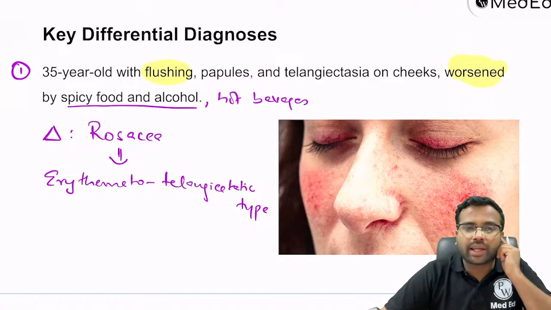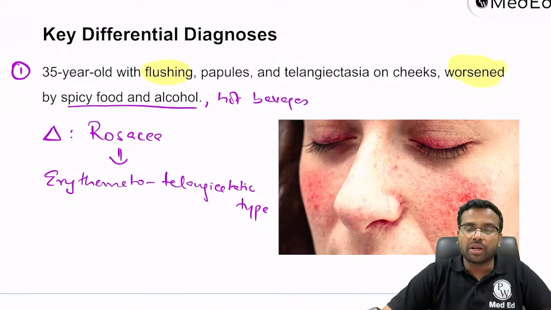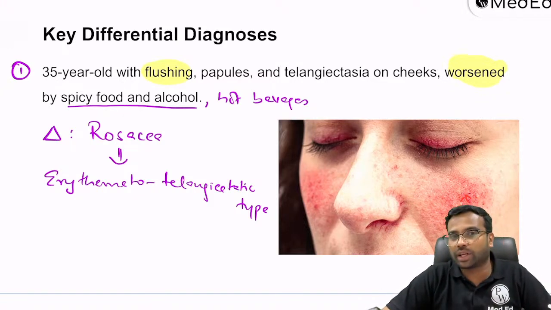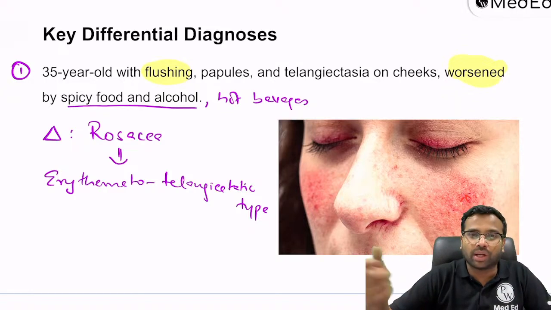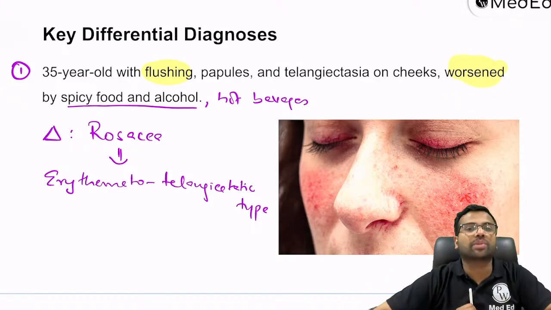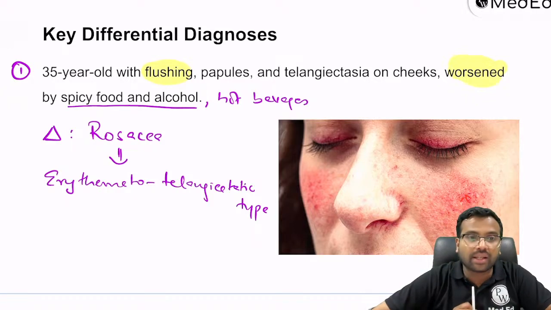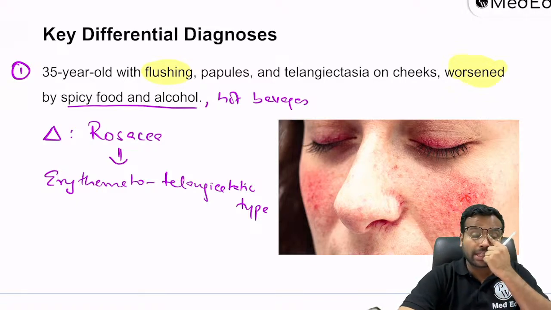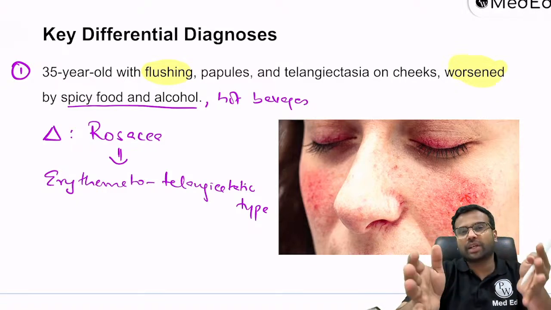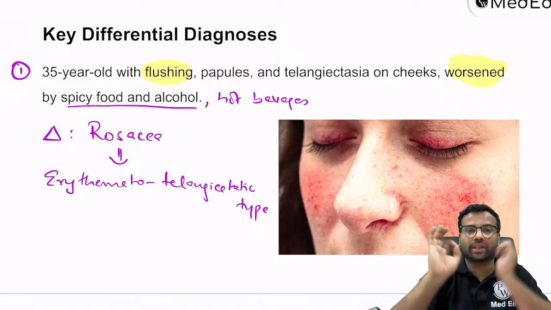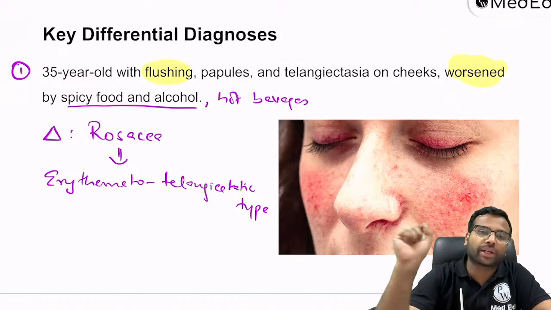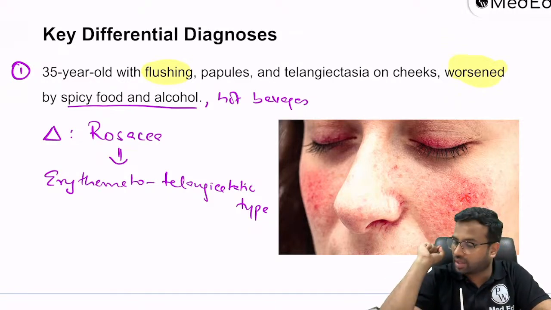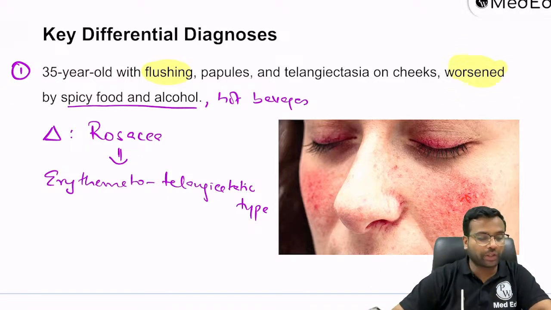So if a patient is telling that every time I take tea or coffee, my redness over the face and the flushing worsens, or every time I consume some spicy food like pickles and all, the symptoms are going to get worsened, then this is called rosacea. This is going to be one of the key differential diagnoses, and it is very easy to make out, because when the patient gives you a proper history along with the proper clinical examination, your diagnosis will be rosacea. So shall I move to the next one? Moving to the next one.